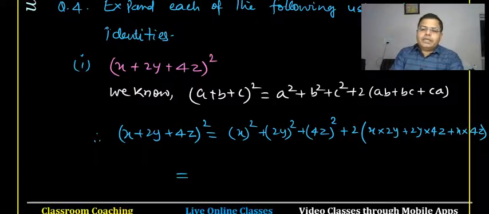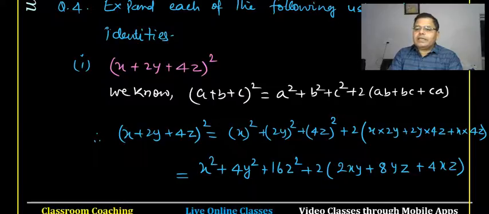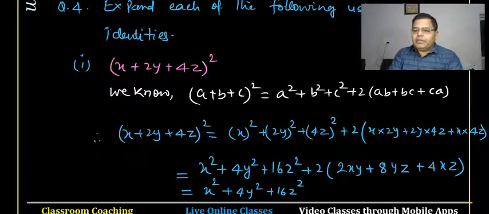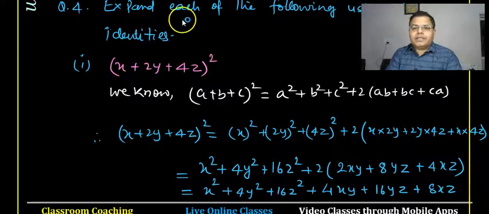So what will happen? That will be equal to x square plus 4y square plus 4 square is 16, 16z square plus 2 times (2xy plus 2 times 4 is 8yz plus 4 times 1 is 4xz). Now again we can take 2 common, and that will be x square plus 4y square plus 16z square, and 2 can be taken common, or even you multiply by 2. So that will be 4xy plus 16yz plus 8xz, and that will be the answer. That is the complete expansion of these terms.